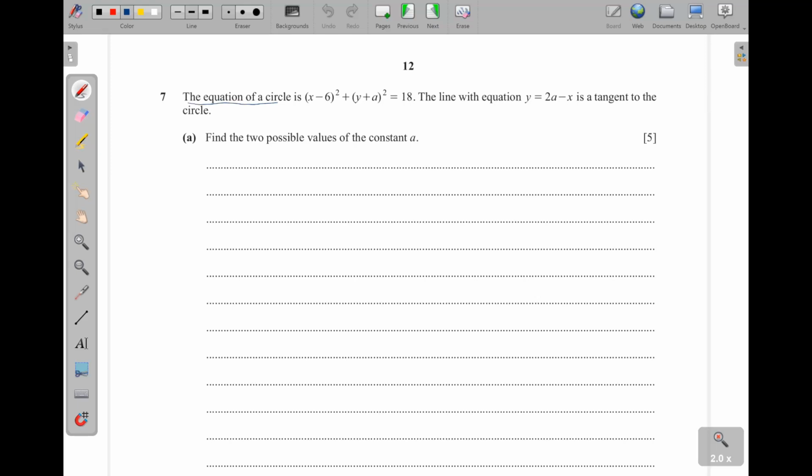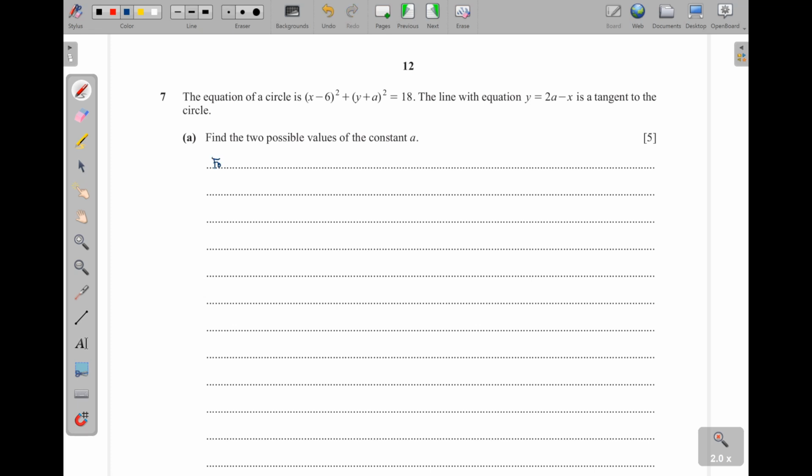Question 7: the equation of a circle is this one here. The line with this equation here is a tangent to the circle. Find the two possible values of a. Now we are going to solve these simultaneously, and then we use the condition for tangency.